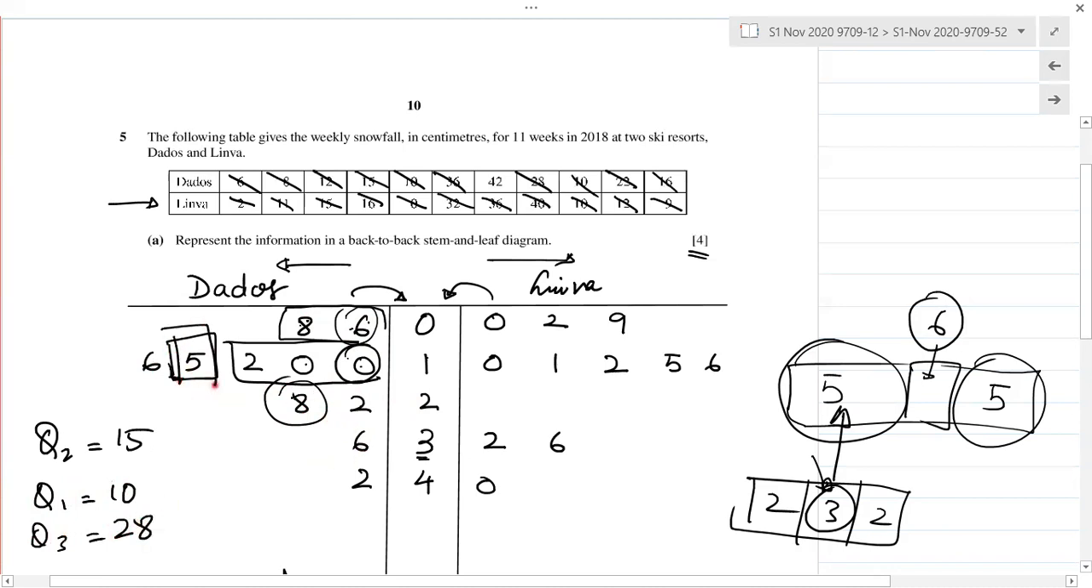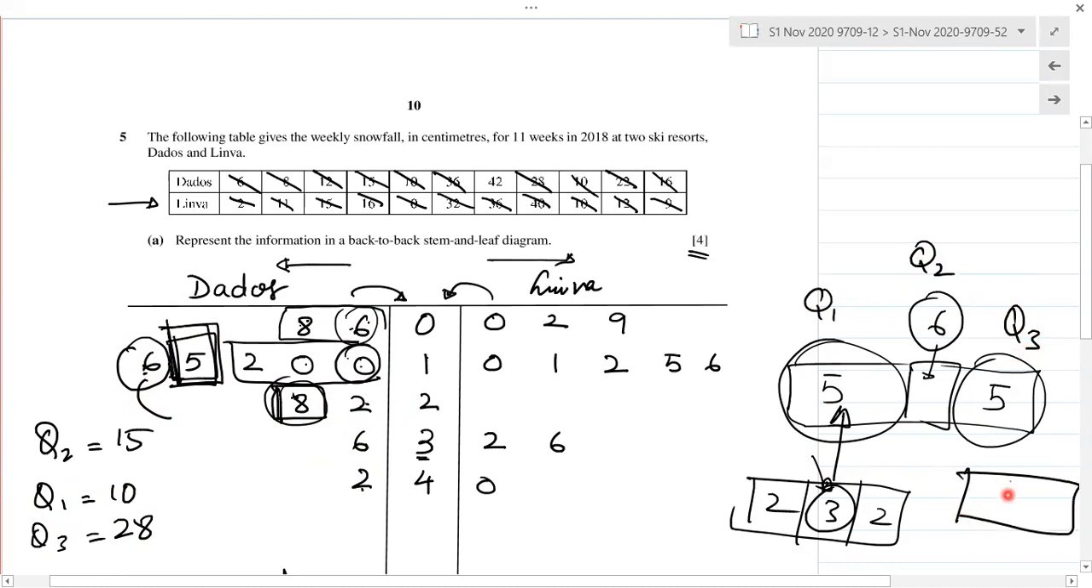So since this was the center of our values, and we have 5 values from 6 onwards, that's 1, 2, 3, 4, 5, and this is the third value over here. This is Q1, this is Q2, and this is going to be Q3, because for the remaining 5 values, they're going to be 2 over here, 2 over here, and this is going to be the third value for the remaining 5. So that's what we have done over here. So that's the first value, second value, and this is the third value, which is 2 and 8, 28.